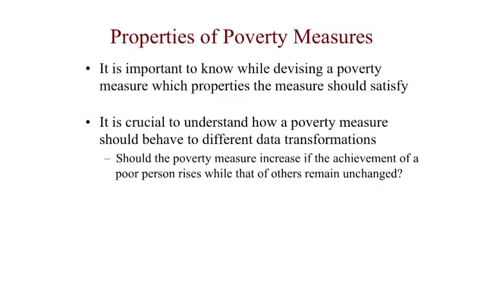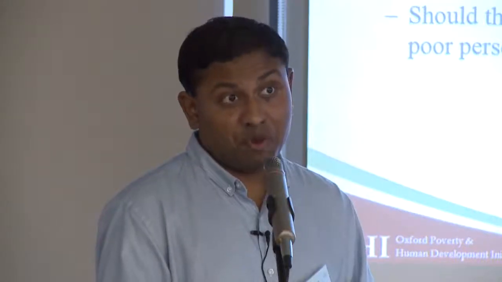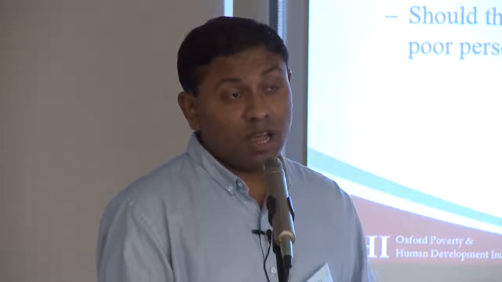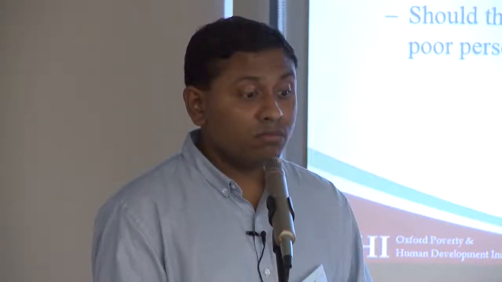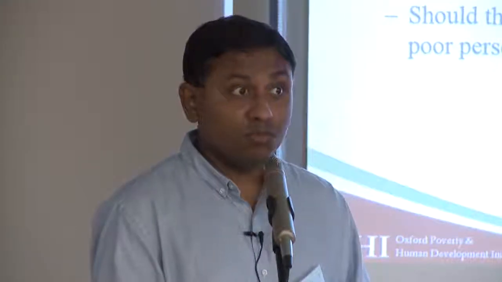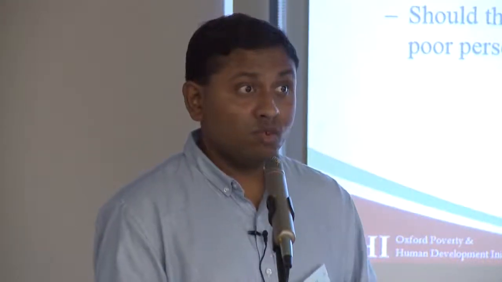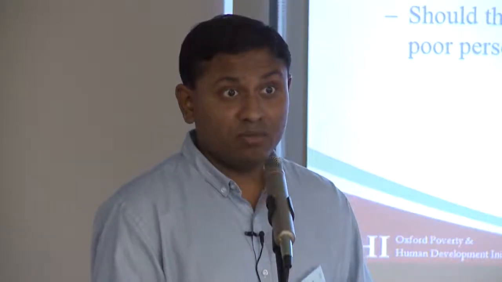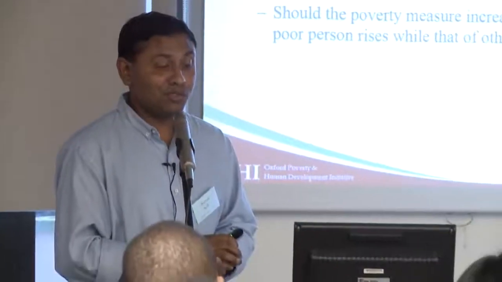Suppose you are asked this question: should the poverty measure increase if the achievement of a poor person rises while that of others remains unchanged? Suppose you have 10 poor persons in a society, and for 9 of them there is no change in achievements. For one person the income increases. Do you think overall poverty should increase or decrease? Decrease? Okay, and probably that's where we would agree that a poor person's condition has improved, so it will decrease the overall poverty.